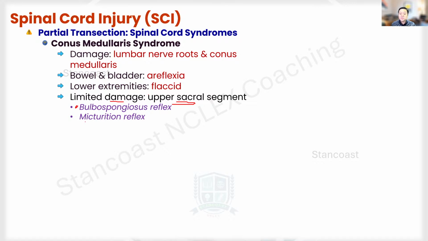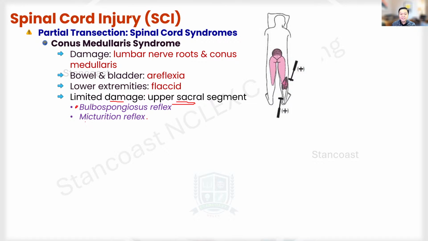There's also a micturition reflex, which is basically the reflex that controls urination, right? And so if the damage is only limited to the upper sacral segment, they will still retain that function. They will still be able to control their urination. So please take note of that. The micturition reflex and the bulbospongiosus reflex will be intact if the damage is only affecting the upper sacral segment.